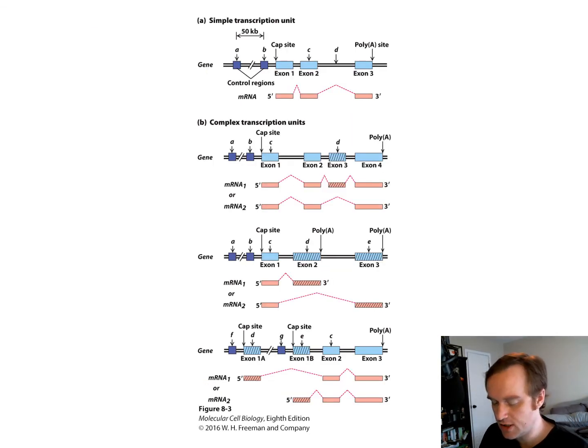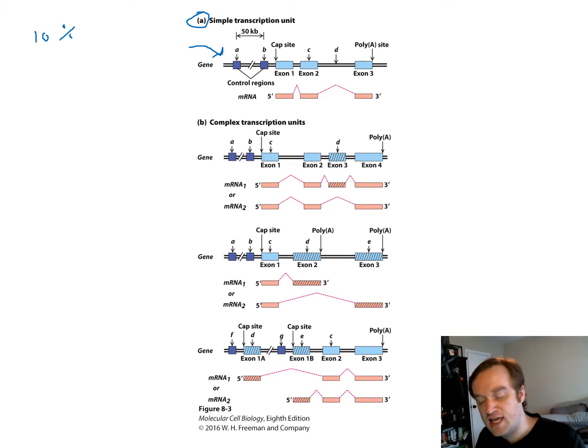Okay, so now we're going to look at genes in terms of alternative splicing. We have this first gene here, gene A, which is a simple transcription unit. This makes up roughly 10% of genes in the human genome. We have our control regions here, which may be an operator, an enhancer, a promoter, etc. Things where transcription factors need to bind.